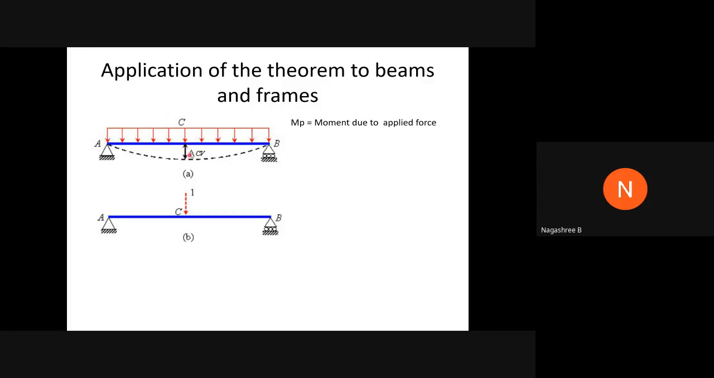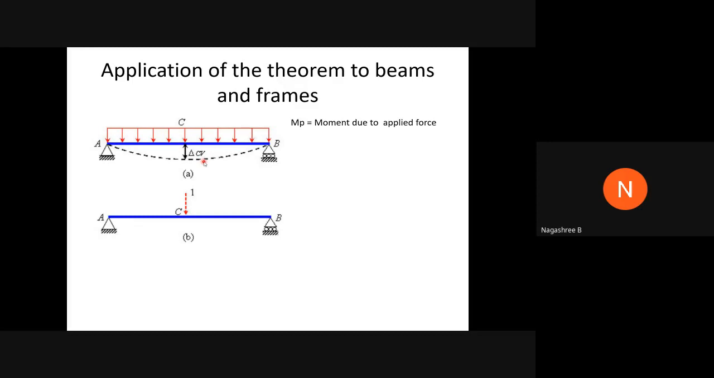I need to calculate the amount of deflection caused due to the application of the load. So delta CV, where C is the point at which we are supposed to calculate the deflection, and V represents the force in the vertical direction. So delta CV is the deflection caused due to the application of the force.